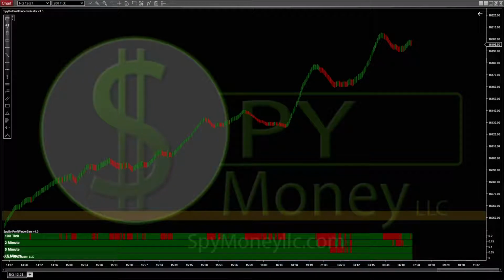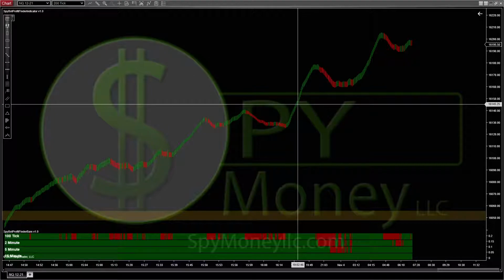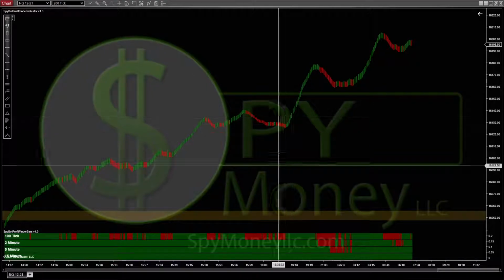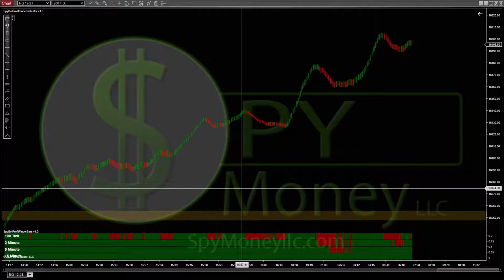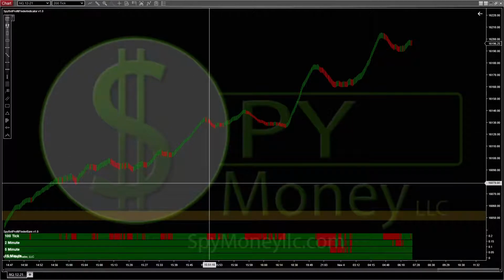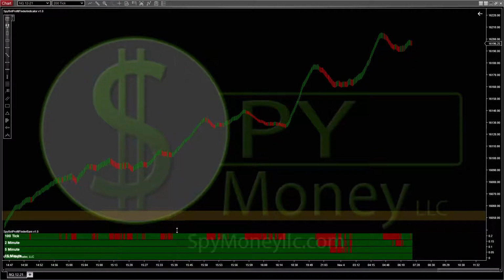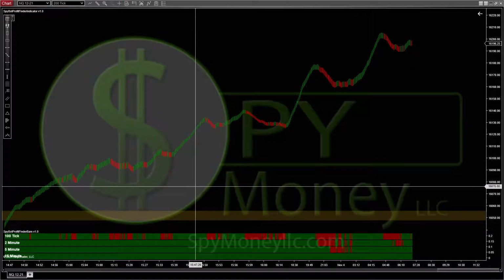I'm going to show you how the SpyBot Profit Finder indicator works and also how the Profit Finder bars work. These are two separate indicators. You can buy them individually or I package them together for a discount. So it'd be up to you.